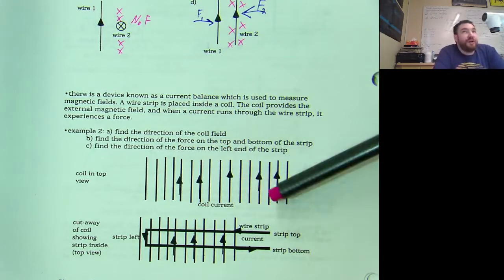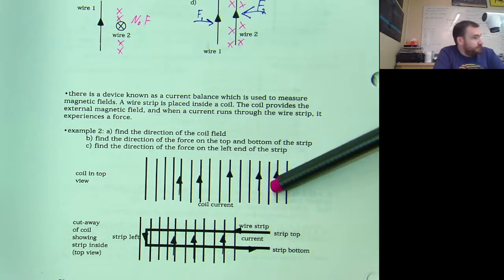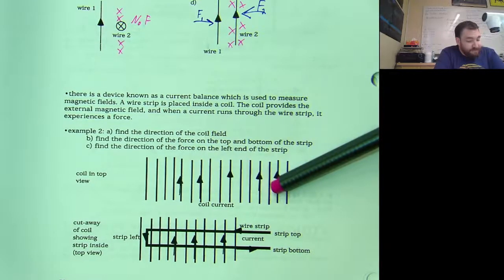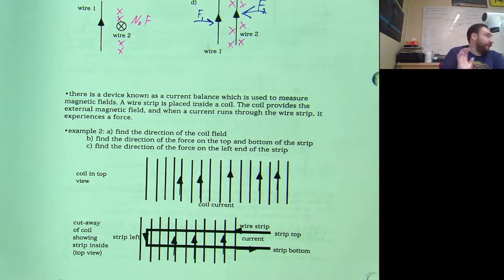What is the direction of the magnetic field in this coil? Which right-handed rule are we going to use to figure that out? It's going to the left, you say. So we're using right-handed rule 2.